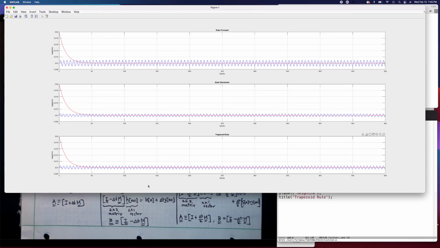So this is the trapezoid rule down here. This is the Euler forward, the Euler backward. Now, one thing I can see, but maybe is hard to see from the video. First of all, they all look roughly similar. They both have an oscillation eventually as time goes on.